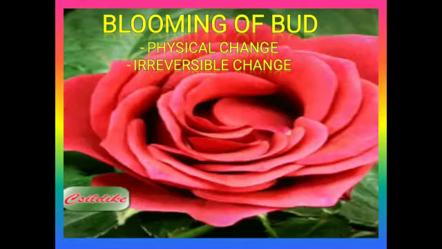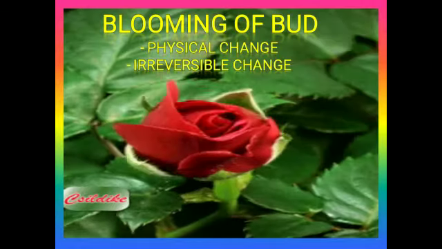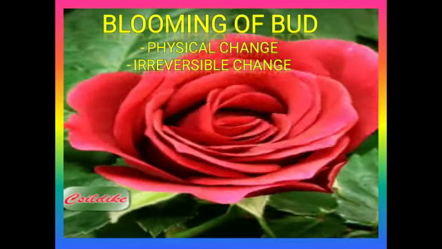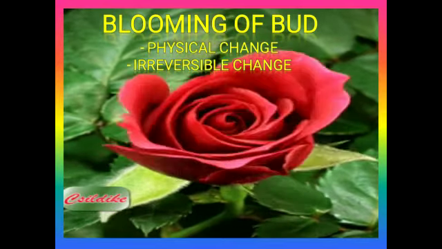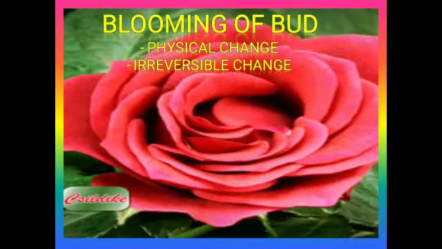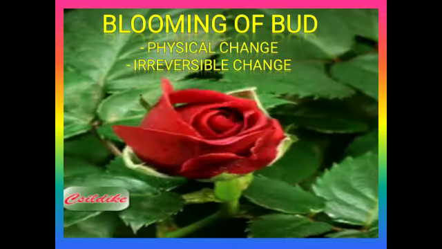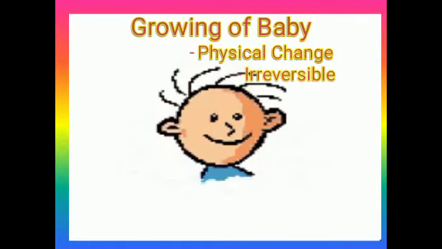Then obviously it is a physical change, but you cannot make the flower bud again. Then it is an irreversible change. So blooming of a bud is a physical, irreversible change. And the next one is the growing of a baby.